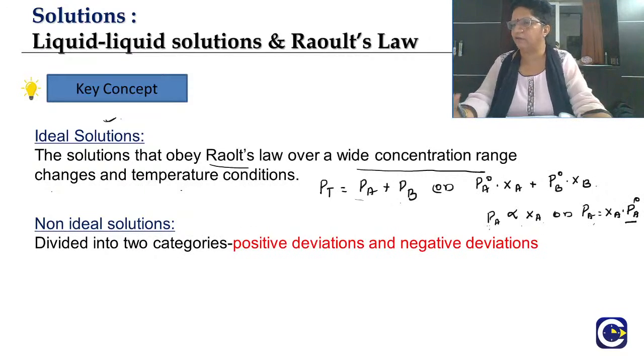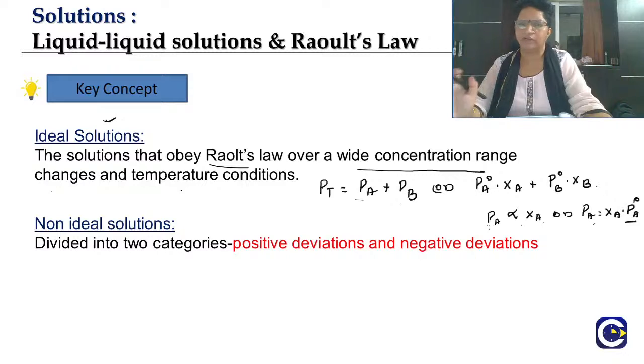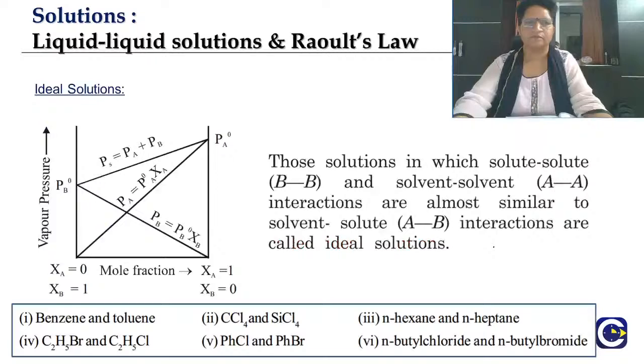If any liquid mixture obeys Raoult's law over a wide range of concentrations or temperature changes, we call that solution an ideal solution. In reality an ideal solution will never be perfectly available, but we can make some closer to an ideal solution. A non-ideal solution will not follow Raoult's law at all concentrations. It can be one with a positive deviation, or one with a negative deviation. We saw this formula last time.